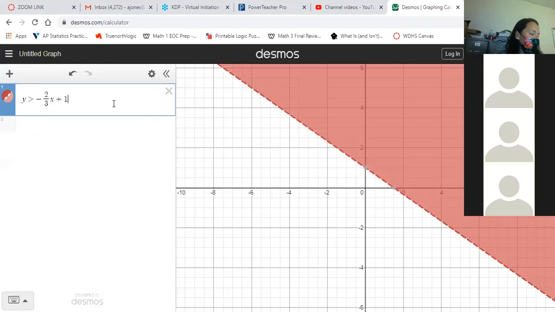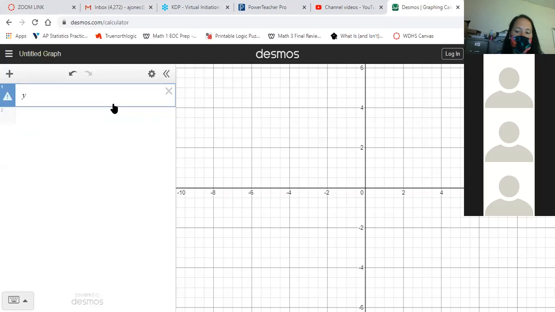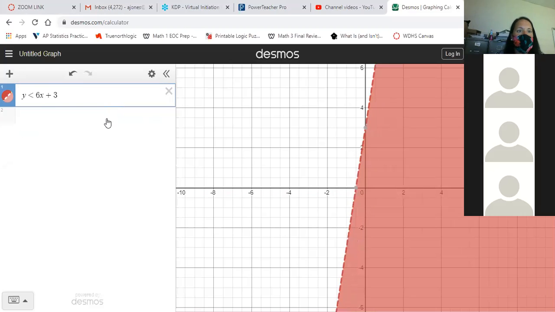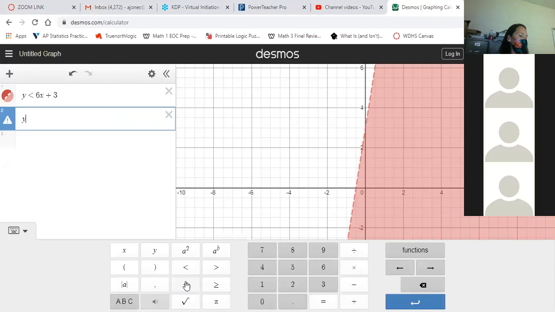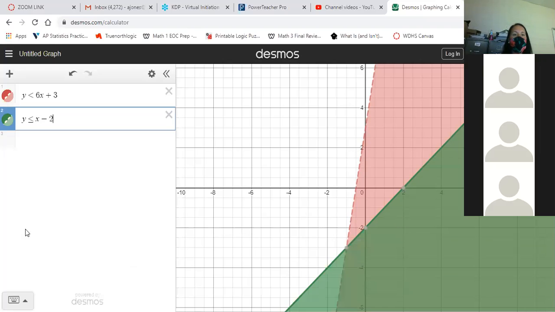So let's do number 14. 14, y is less than 6x plus 3. And then your other one is y is, now we have less than or equal to. If you guys will go down here to show keyboard, it has your less than or equal to right here. So less than or equal to x minus 2. And then you guys can see that over here in the bottom right-hand corner, it overlaps itself. So that's where your answer should be.